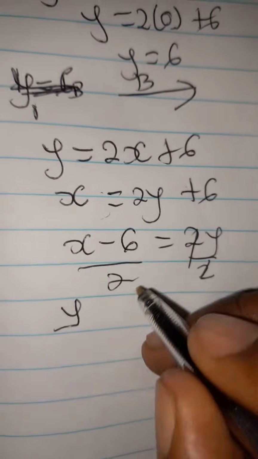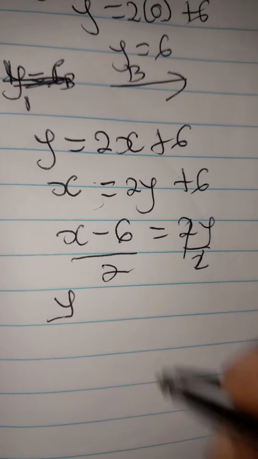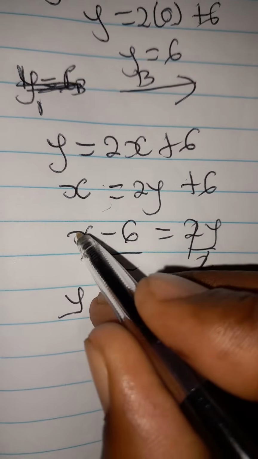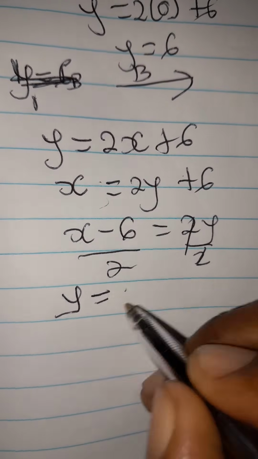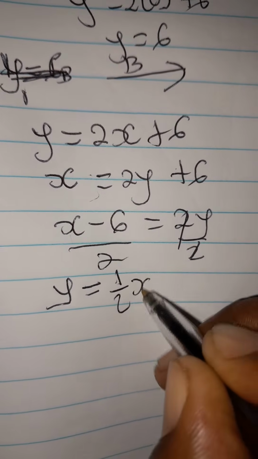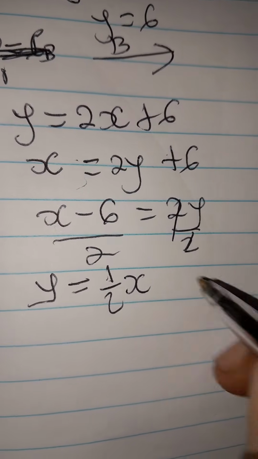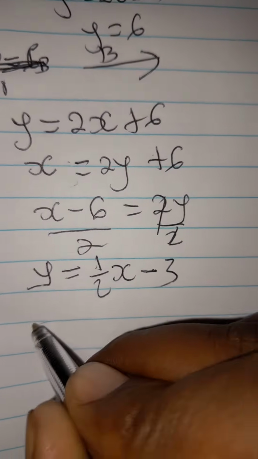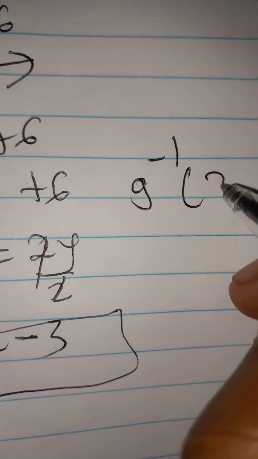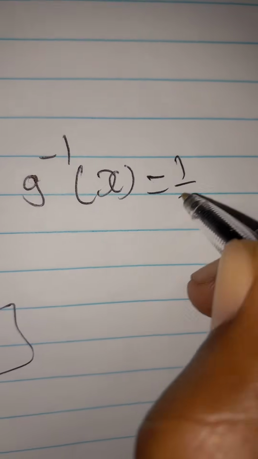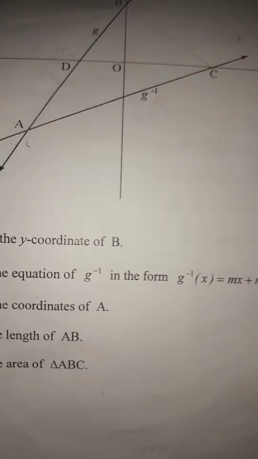So to make things easier, we divide everything by 2. So x divided by 2 is the same as half x. How many times does 2 go into 6? It goes 3 times. So it's going to be half x minus 3. They wanted us to leave it in the form g inverse of x equals half x minus 3. So that's how you are going to get those 2 marks.